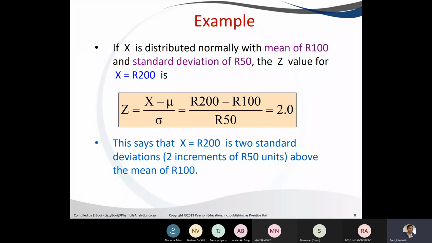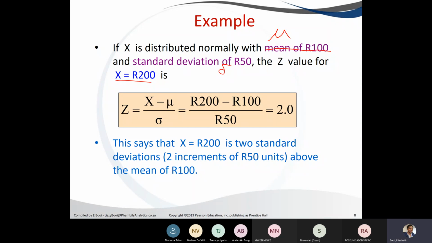If X is distributed normally with a mean of 100, so there they give us the mean, and the standard deviation, they give us the standard deviation of 50 Rand. What will be the Z value where X is equal to 200? And X will always be given in the question. To get that, we just substitute the values. We know what our mean is, we know our standard deviation is, and we know what our X is. We just substitute into the formula. 200 minus 100 divided by 50 gives us 2.